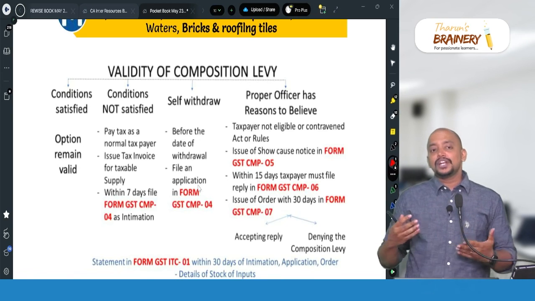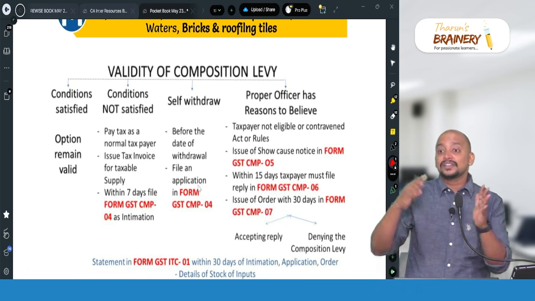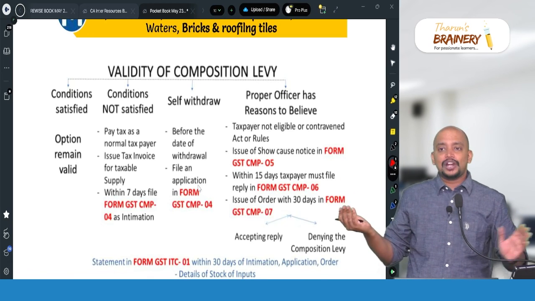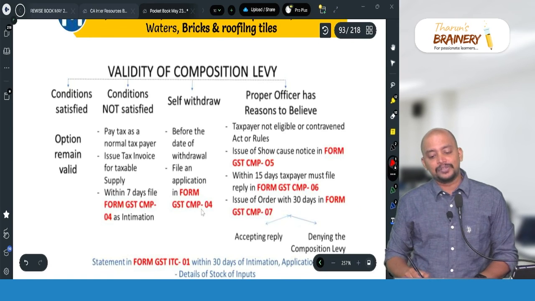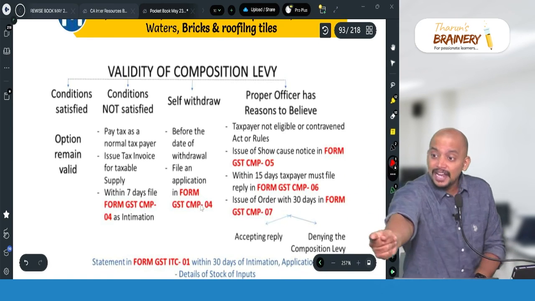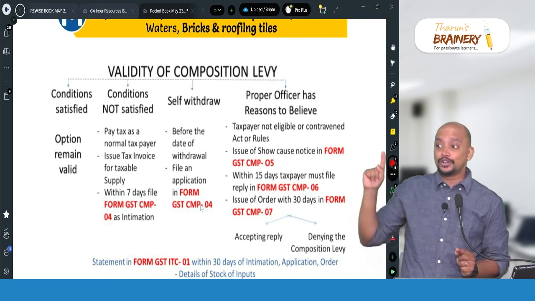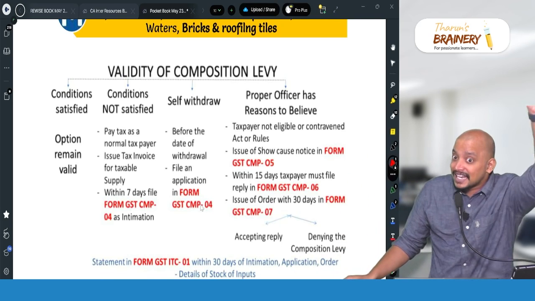Then the only way to increase their profit is by increasing the volume. Suppose the volume is not increasing, they will come out of the composition scheme. Anytime they can voluntarily come out of the composition scheme. Whenever they come out of the composition scheme and go into the normal scheme, 18(1)(c) gets attracted.